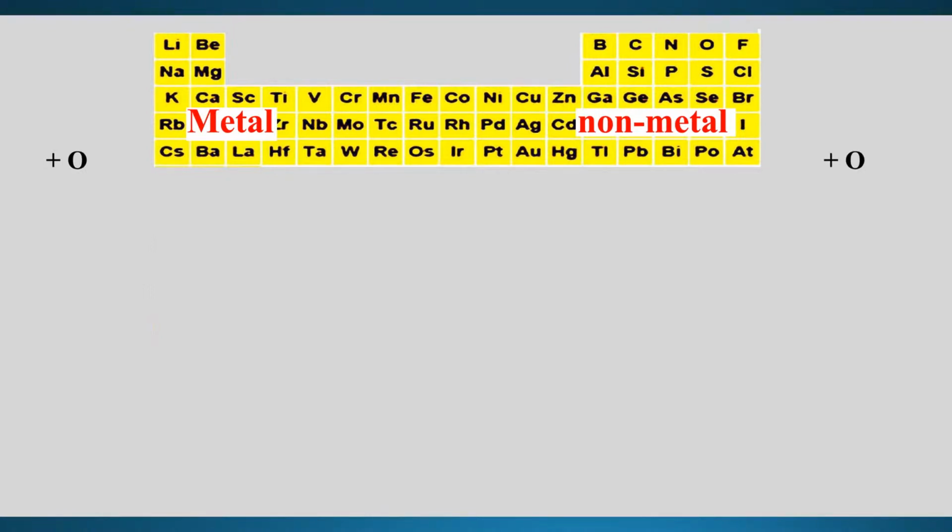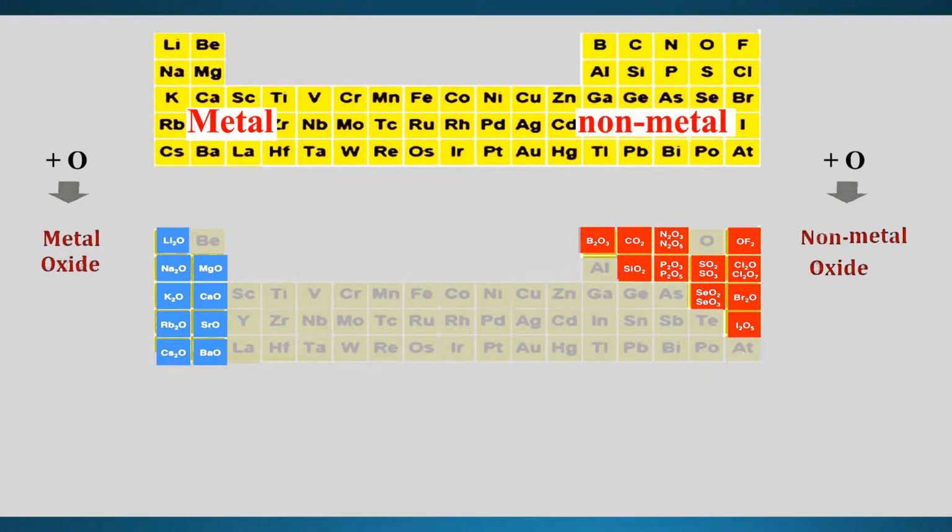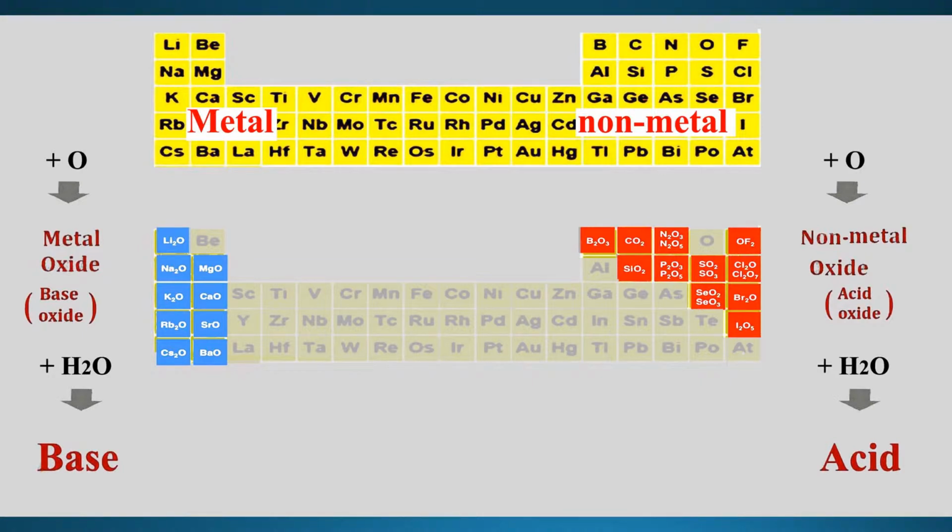Now let's look at the relationship. As we learned on the periodic table, metal plus oxygen forms metal oxide. Non-metal with oxygen forms non-metal oxide. If you add water to it, the metal oxide forms metal hydroxide, a base. The non-metal oxide forms an acid.